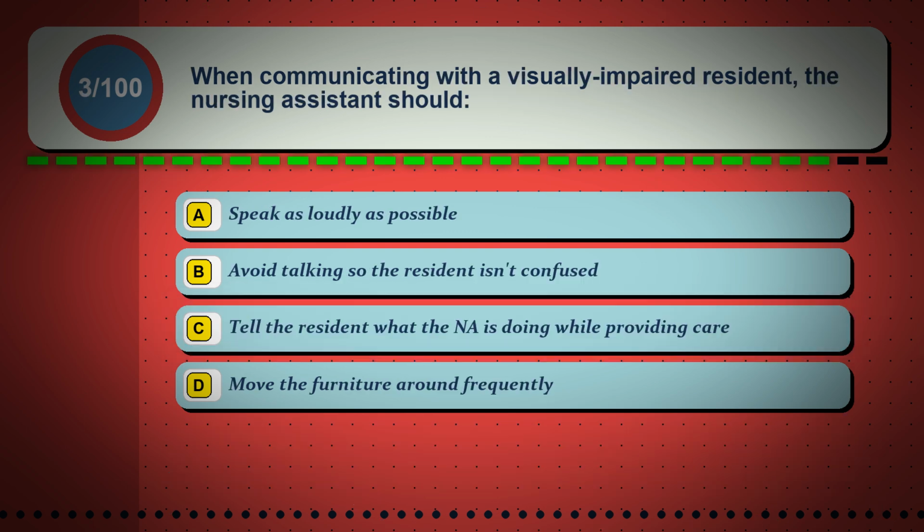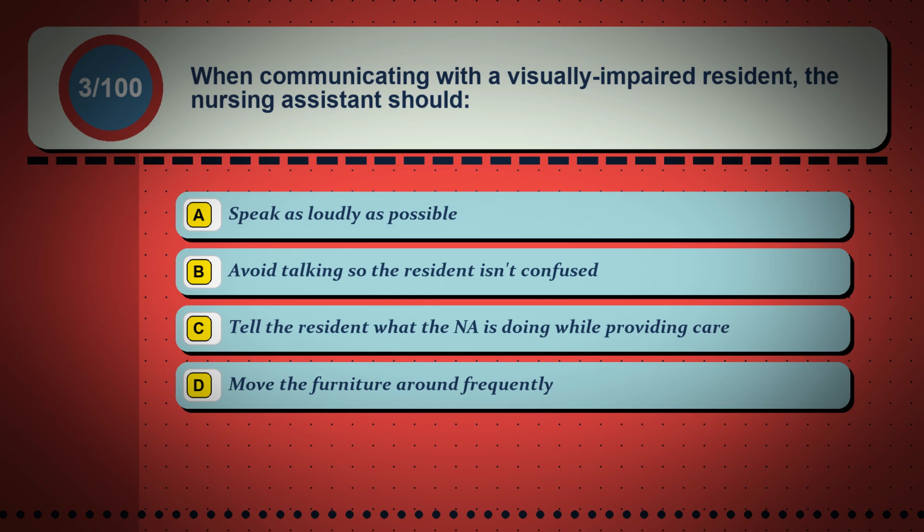Question 3. When communicating with a visually impaired resident, the nursing assistant should: Option A, speak as loudly as possible. Option B, avoid talking so the resident isn't confused. Option C, tell the resident what the NA is doing while providing care. Option D, move the furniture around frequently.